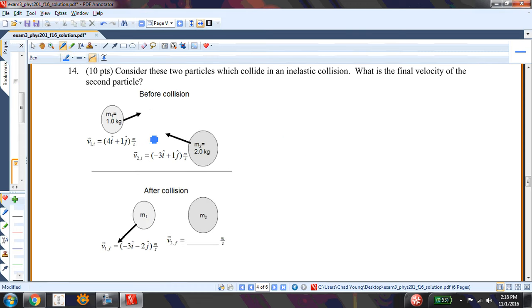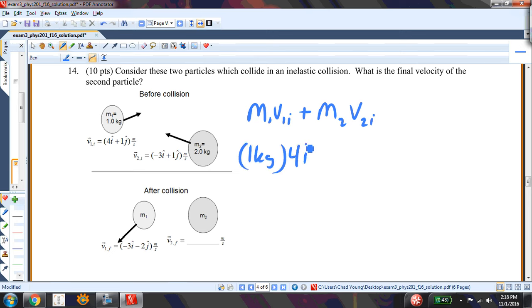All right, consider these two particles have an inelastic collision. That means that momentum is conserved, but not energy. What is the final velocity of the second particle? Okay, so our initial momentum is m1v1i plus m2v2i. That's going to be 1 kilogram times 4i plus 1j plus 2 kilograms times -3i plus 1j.